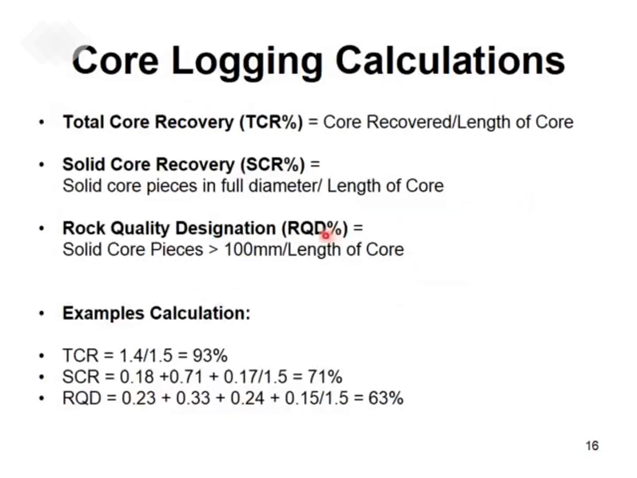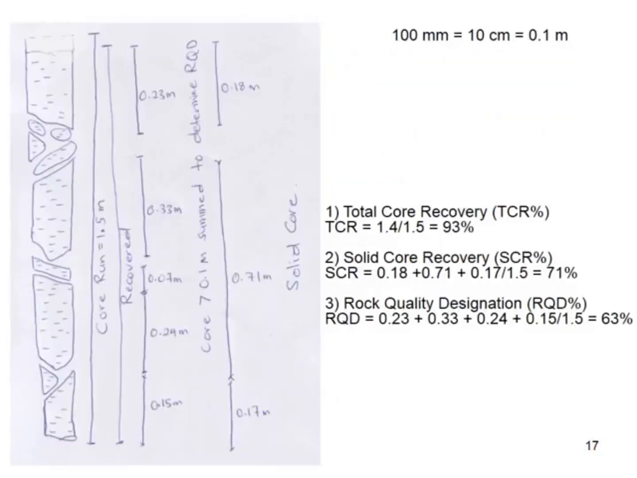So besides RQD, you also need to calculate the TCR, total core recovery, and SCR. Total core recovery means the core recovered over the length of core. SCR is solid core in full diameter. We will see later what TCR and SCR are. So this is an example of how we calculate RQD, TCR, and SCR.